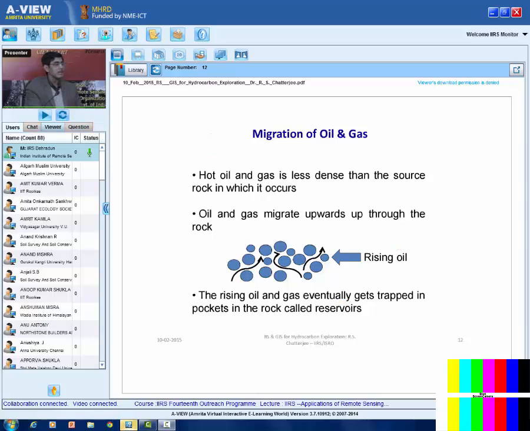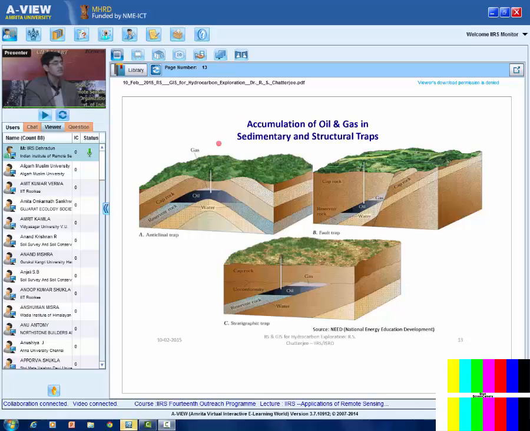Okay. After this accumulation, what do you need? It needs to be covered, sealed, so that this oil and gas cannot go out from this storage. So now, accumulation of oil and gas in sedimentary and structural traps. So what is the trap? This is the sealing rock. Cap rock is important. So sealing rock, also known as cap rock. The cap rock covers it. This is the reservoir rock.